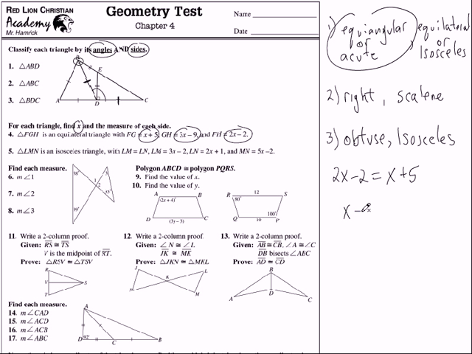Subtract an x from both sides. Add a 2 to both sides. X is 7. Are we finished? Do we go to the next problem? No, we don't, because it says find the what? The measure of each side. Now, all we got to do really is find the measure of one side, because the other two are going to be the same. Why? Because it's equilateral, right? So if x is 7, what's FG? FG is 7 plus 5, which is 12.